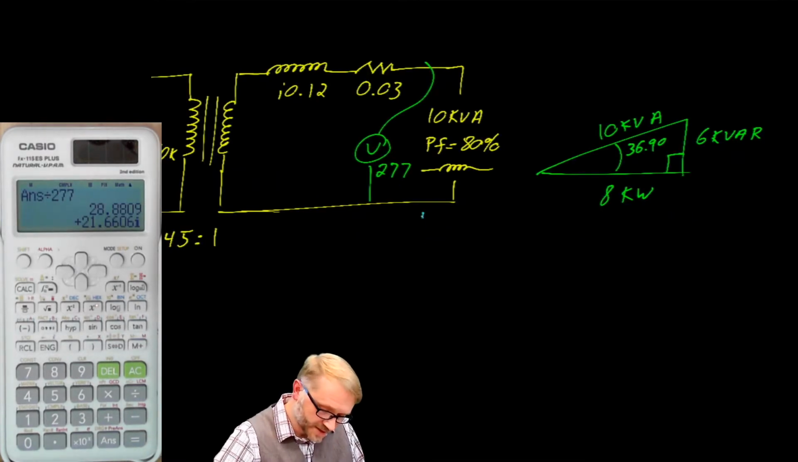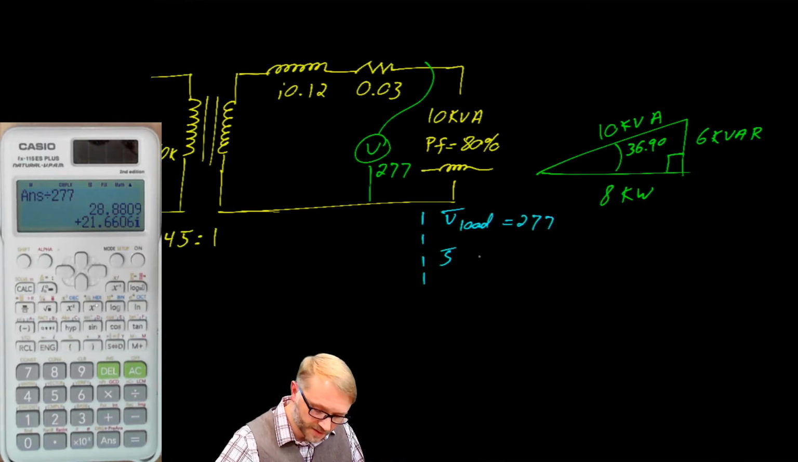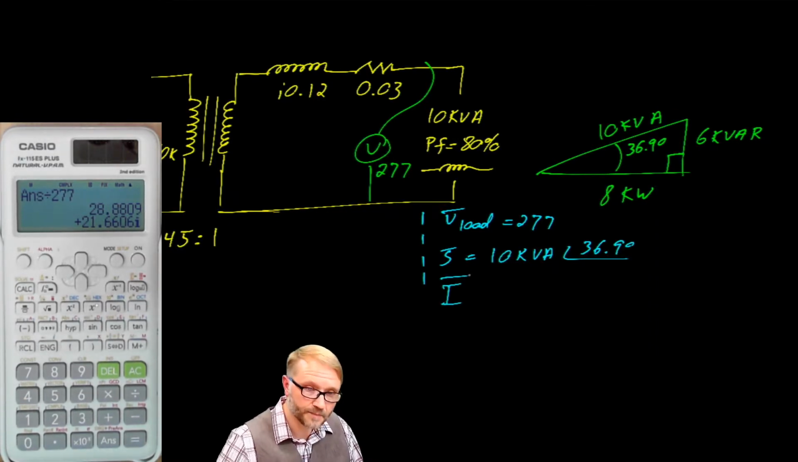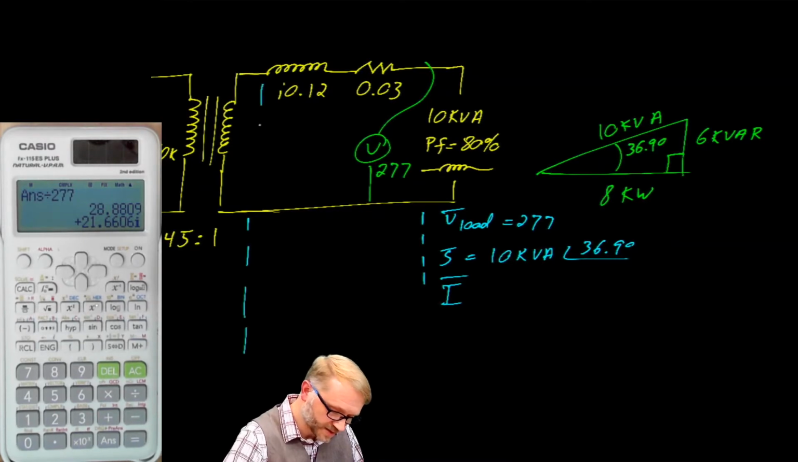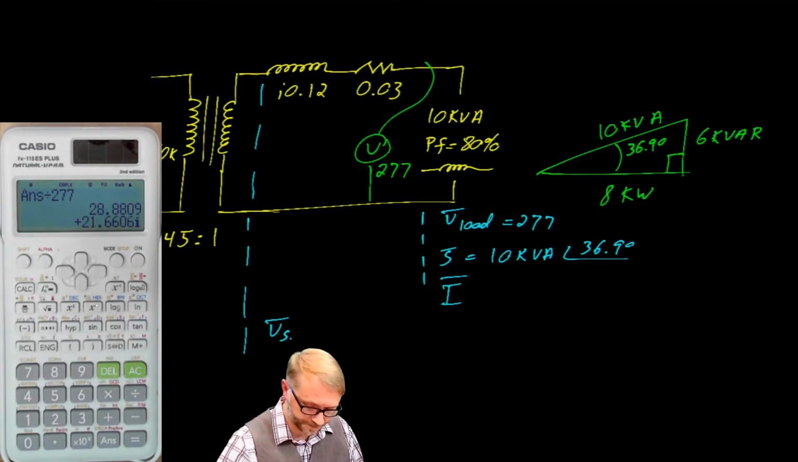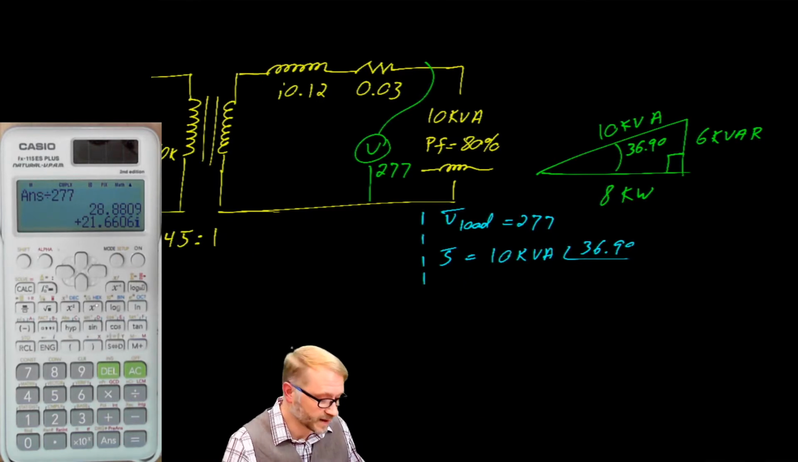We could start our problem here. We could say something like the voltage at the load is equal to 277. The power at the load is equal to 10 kVA at a phase angle of 36.9 degrees. We could move on. We could calculate the current here. Then we could back up to this point in the circuit. And knowing all of those things, we could calculate the voltage on the secondary of the transformer. And there's nothing wrong with that. It would certainly work, but it's a lot of work.